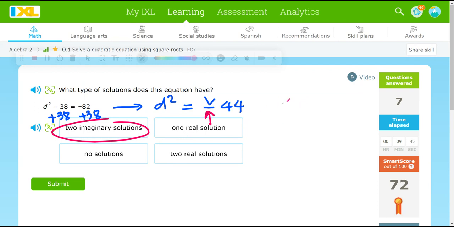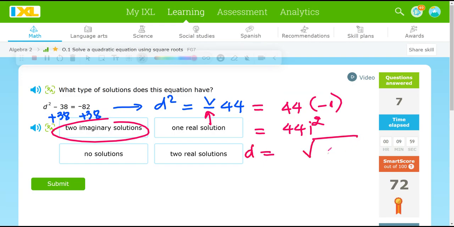If you want to solve it, we can solve it. Let's do this. Negative 44 equals 44 times negative 1, and then negative 1 you substitute by i squared. So if you want to solve for d, you take the square root of 44i squared. Do not forget plus and minus in the front. Now, simplify this square root. Take a look. 44 is the same as 4 times 11. 4 is a perfect square.